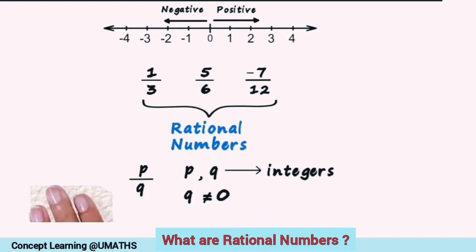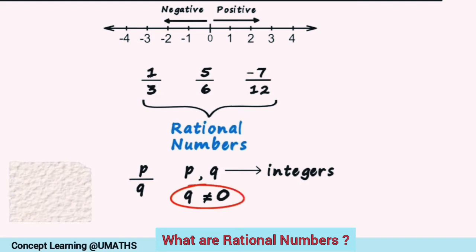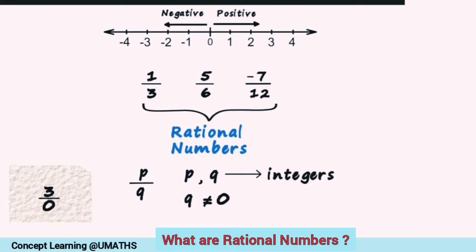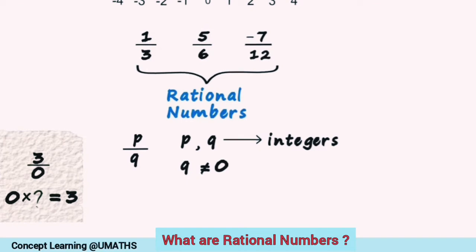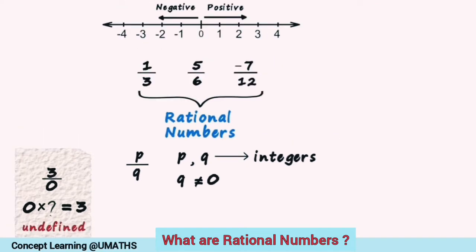Why do we have this second condition? Think. Yes, I asked you to calculate 3 divided by 0. What would be the quotient? 0 multiplied by what will give you 3? There is no such number. Right students? This value is undefined.